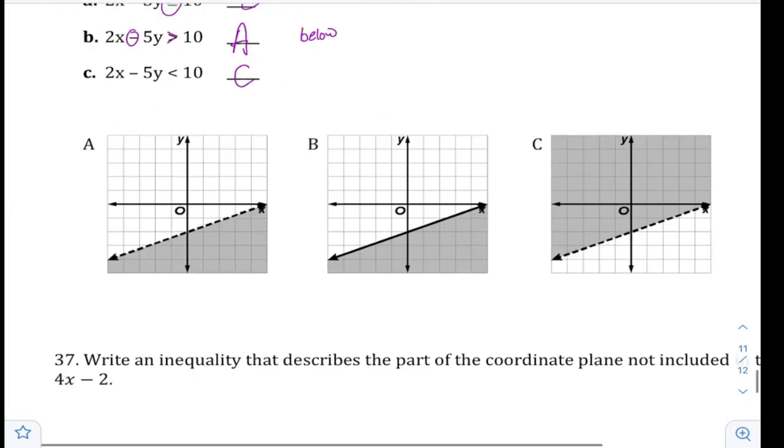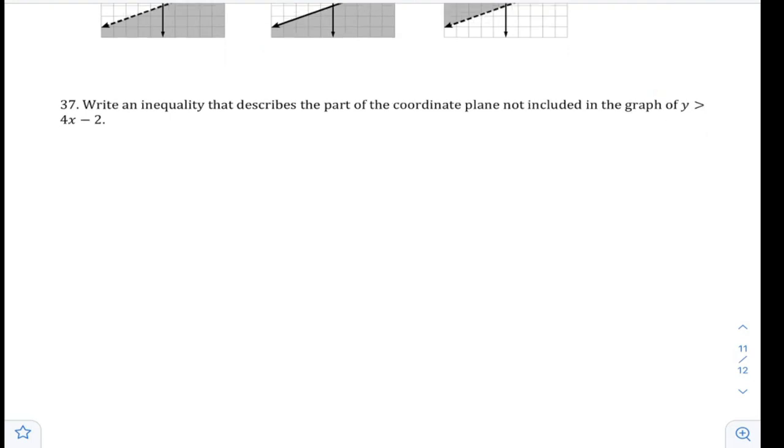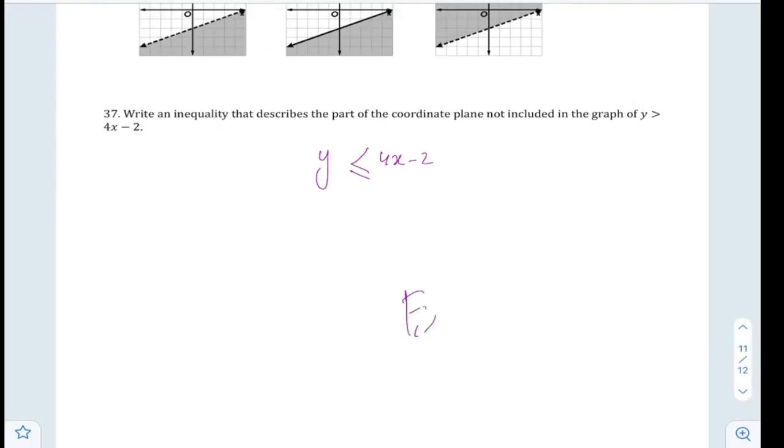The last question, right? An inequality that describes the part of the coordinate plane not included in y more than 4x minus 2. If we want not included, you should find the region that is not greater than. So you will replace this not greater than by less than or equal. And this is the end of the revision of chapter 6.